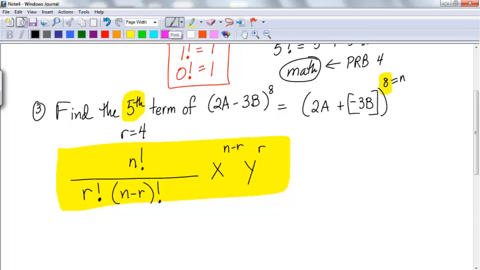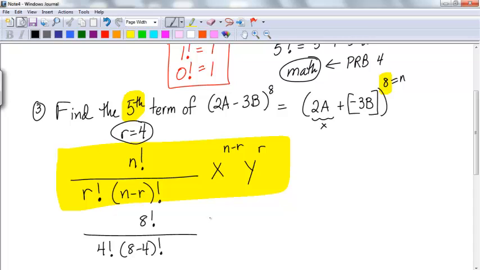Now let's sub in. N factorial is actually 8 factorial. R is 1 less than what we're looking for, so 4 factorial. And then 8 minus 4, that quantity factorial. The x, this is actually your x, that first term, so it's 2a to the 8 minus 4 power, and negative 3b to the 4th power. Okay, subbing it in.